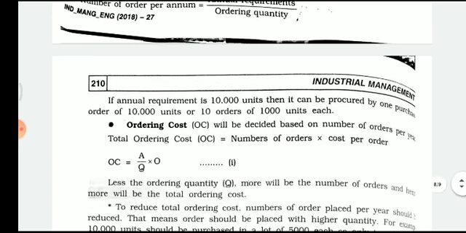So let us see the example. If annual requirement is 10,000 units, then it can be procured by one purchase order of 10,000 units or 10 orders of 1,000 units each.